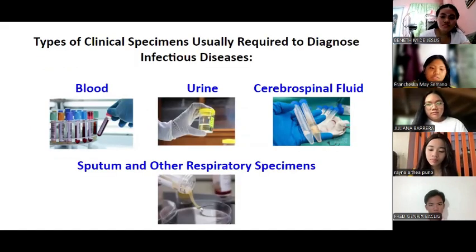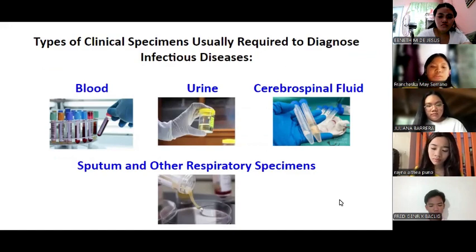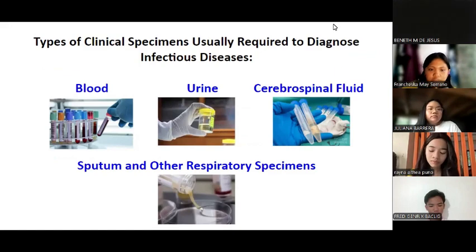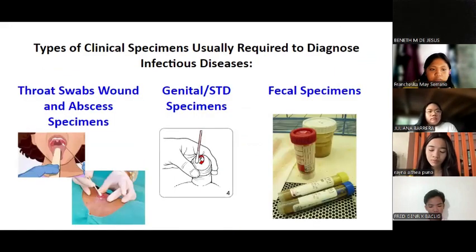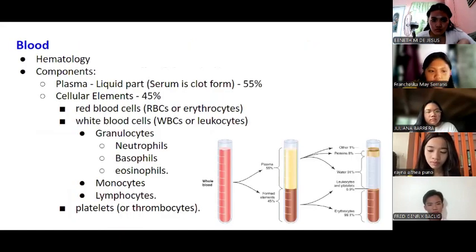So, earlier, you saw the table of clinical specimens. These are the types of clinical specimens usually required to diagnose infectious diseases. First is blood, then urine, cerebrospinal fluid, sputum and other respiratory specimens, throat swab, wounds and abscess specimens, genital, and fecal. So, let's start with blood.